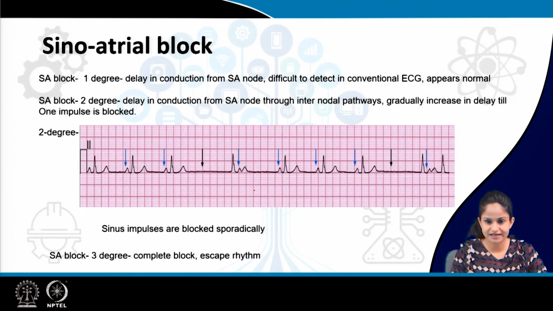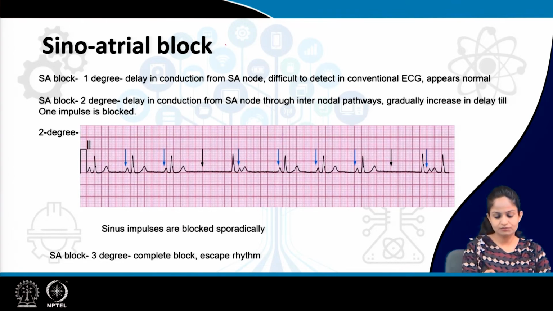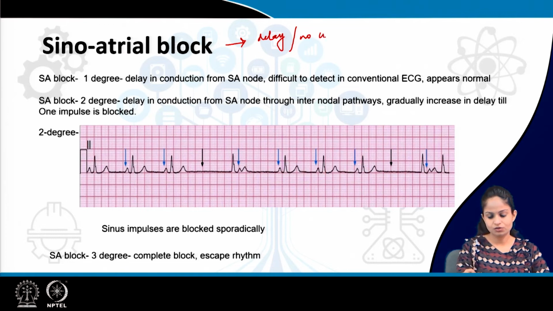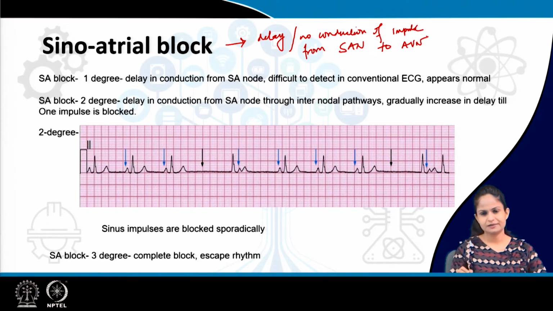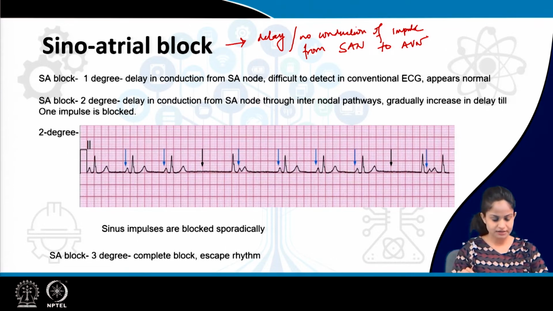The next we have the sinoatrial block. Sinoatrial block means any block which is causing a delay or no conduction of impulse from the SA node to the AV node. That means atrial depolarization is not occurring properly. There is a delay, or no conduction, or hindrance in the conduction of the impulses from the sinoatrial node to the atrioventricular node.